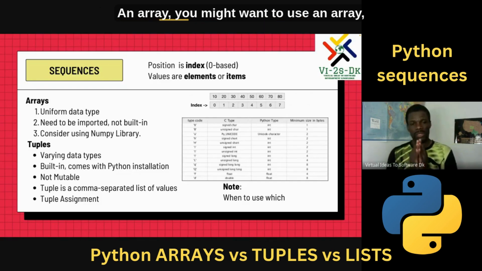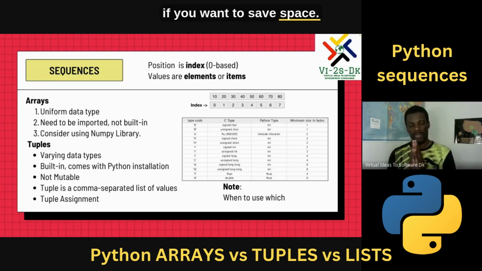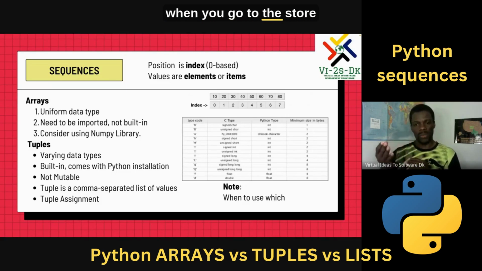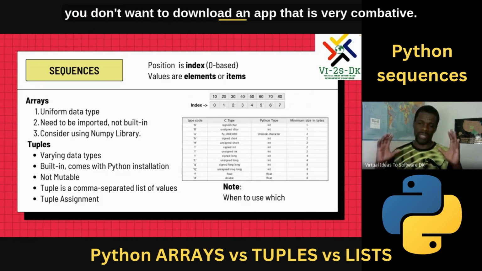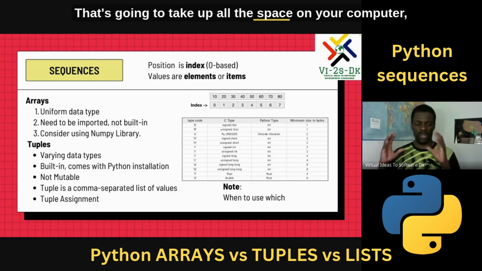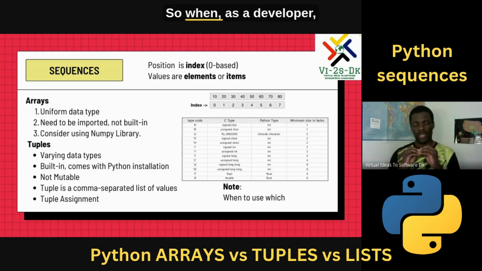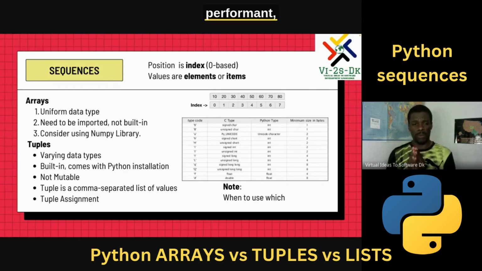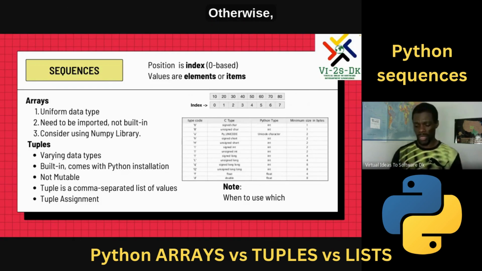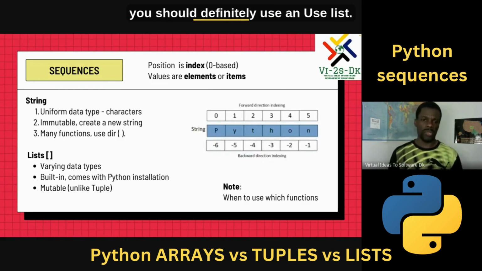An array, you might want to use an array if you want to save space. Obviously, when you go to the store to download an app or the app market, you don't want to download an app that is very cumbersome. That's going to take up all the space on your computer or on your cell phone. So as a developer, you want to manage the size of your application to make it efficient and more performant, then use an array if you don't really need to use a list. Otherwise, you should definitely use a list.